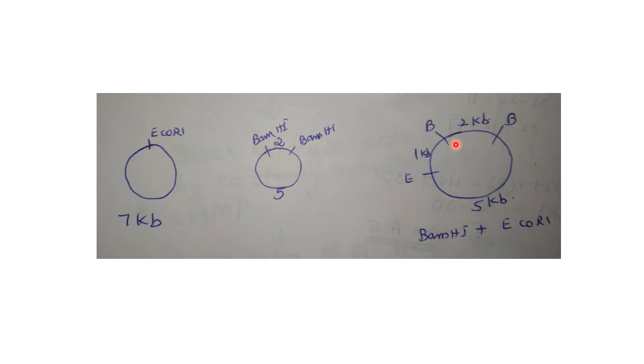So how will it look in the restriction map? EcoRI has got one site, so mark somewhere 1 here. Then check the options, or else you can check option D. If it is BamHI, 2 sites will be there. You will get 1 kb and a 2 kb and the rest will be 4 kb. So option D will be the map of the circular plasmid when it is completely digested with EcoRI and BamHI.